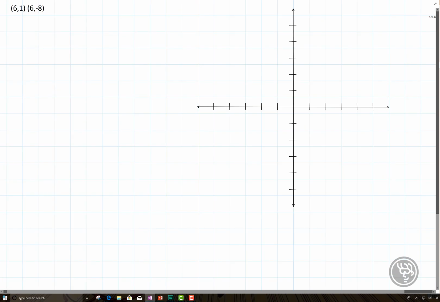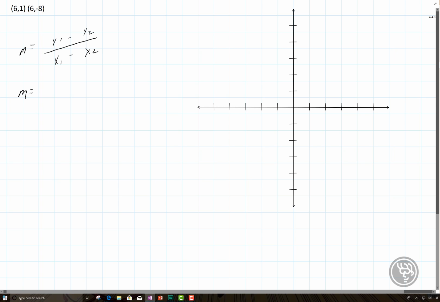So this one says we have 6 and 1 and 6 and negative 8. Again, let's use our formula, y1 over x1 minus y2 over x2. So let's plug these in. If we plug these in, you're going to notice something peculiar about this setup. So we have 1 over 6, and then we have negative 8 over 6. Minus, minus, minus times minus become plus. So this becomes 9, and this becomes 0.